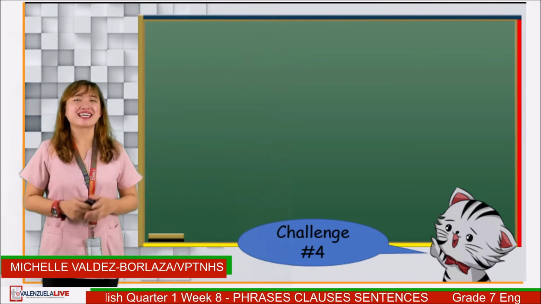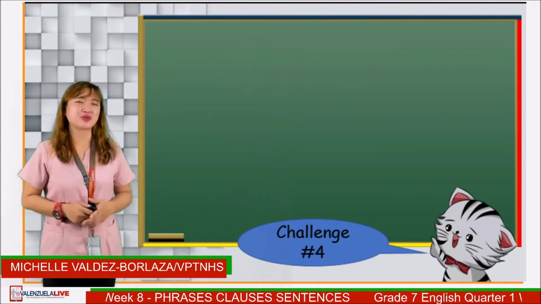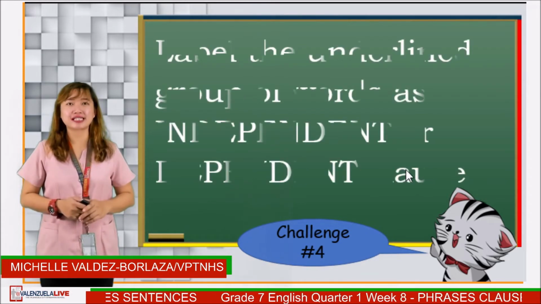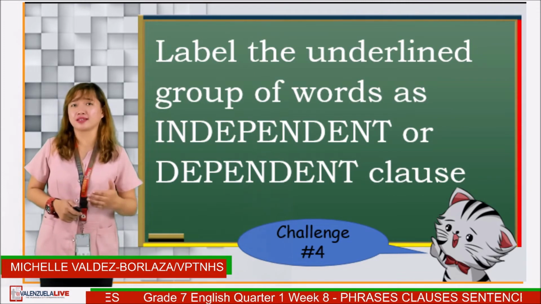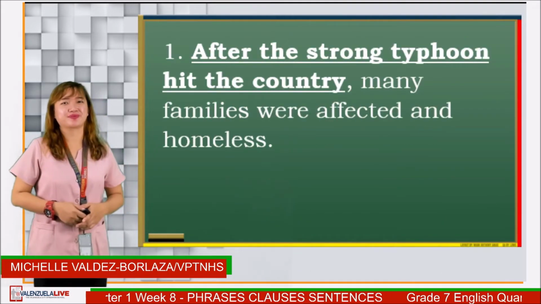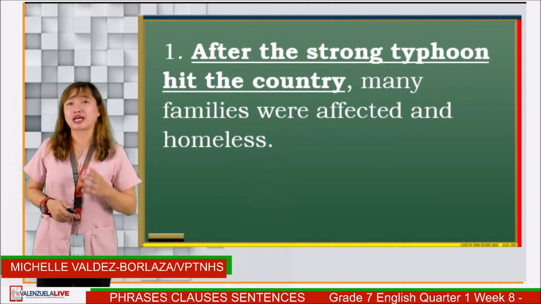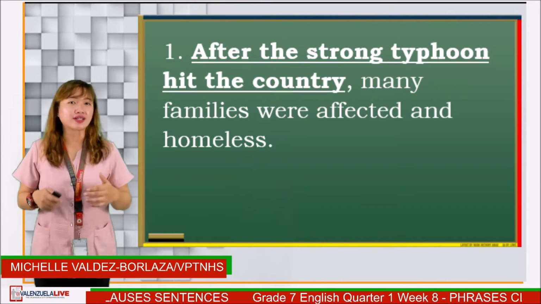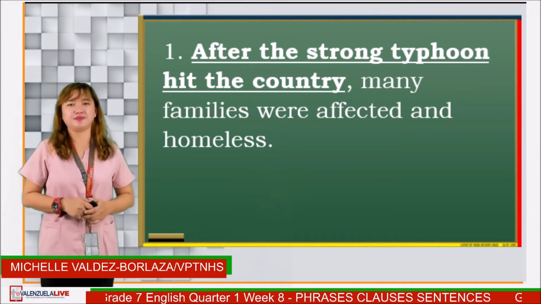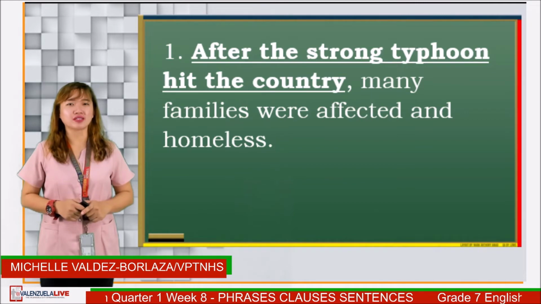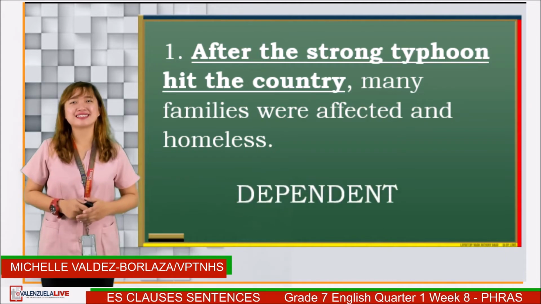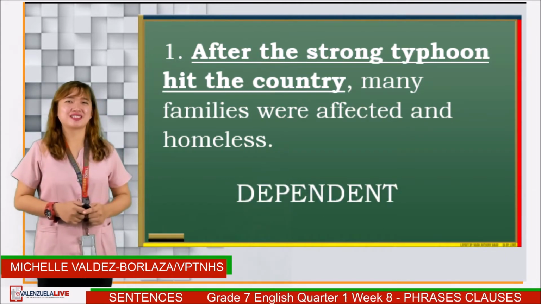Let's now try another challenge. Challenge number 4. I want you to label the underlined group of words and tell whether it is independent or dependent clause. Let's have number 1. After the strong typhoon hit the country, many families were affected and homeless. What kind of clause do you think are the underlined words? It is dependent clause. Good job, learners.